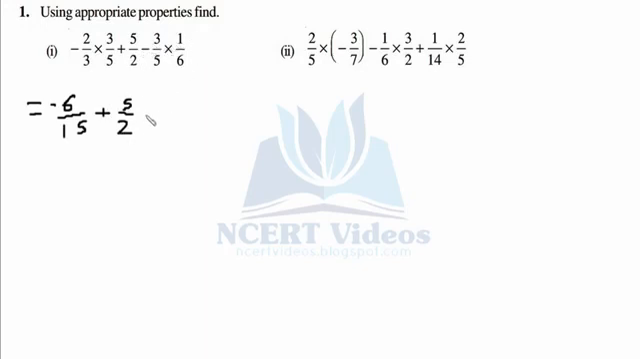Then we will solve it, minus 3 upon 5, 6, 30.